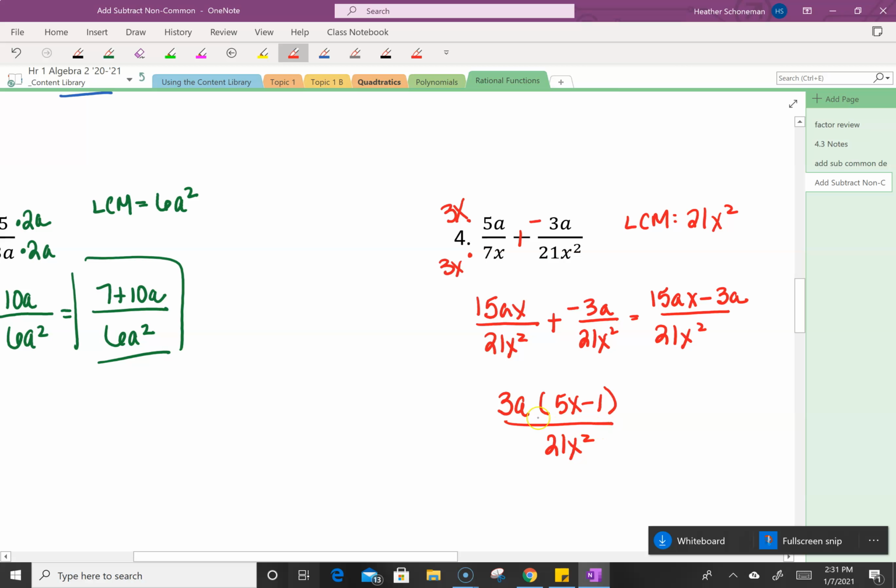Now in the bottom, there's no group, so there's nothing that's going to cancel with the 5x minus 1. But the a's and x's, they can't simplify either, but the 3 and 21, yeah, it can simplify. So my final answer is a times 5x minus 1 over 7x squared. All right, next page of the notes.